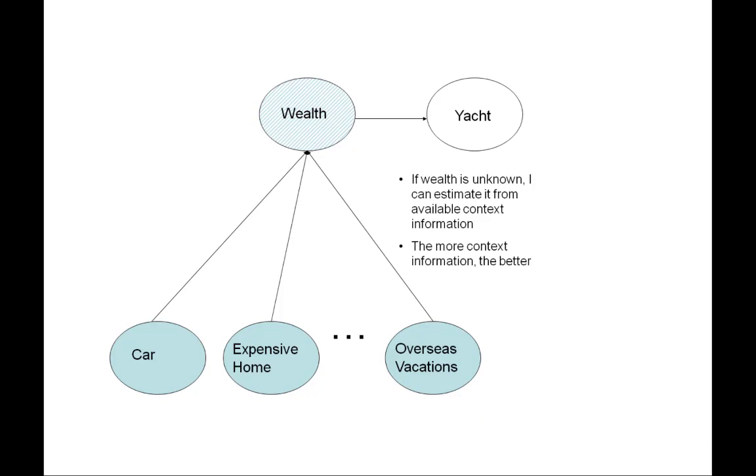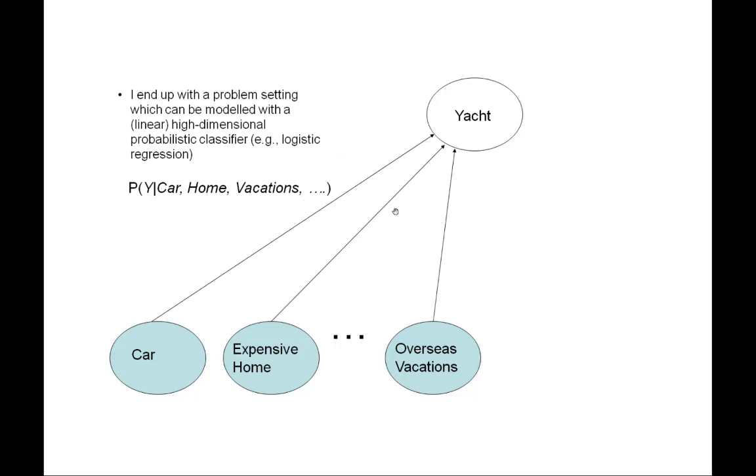So in the case that we don't have this information, the wealth, maybe we build a model to predict the wealth from some past data. If we have the wealth, then we know what is interested in buying a yacht. But maybe we cannot get wealth data at all, or maybe we don't even know that this wealth variable exists. So then maybe we do a direct model. We get data on people who bought yachts and what their properties are. So what car they drove, if they have an expensive home, if they do a lot of overseas vacations.